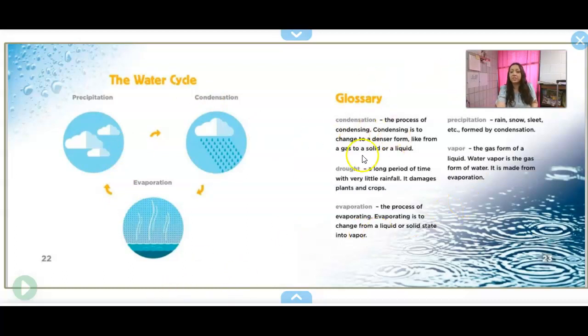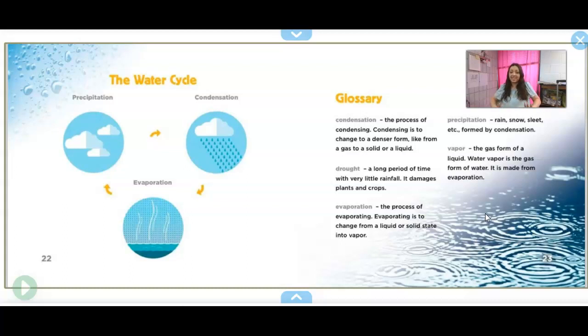All right, and then our glossary. So in case we didn't know, condensation is the process of condensing. Condensing is a change to a denser form, like a gas to a solid or a gas to liquid. So if you think about it, a gas is really, really light, and denser means a heavier or thicker form. So a drought is a long period of very little rain, and it damages plants and crops.